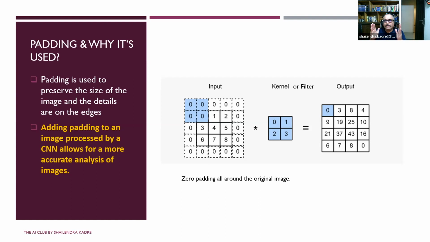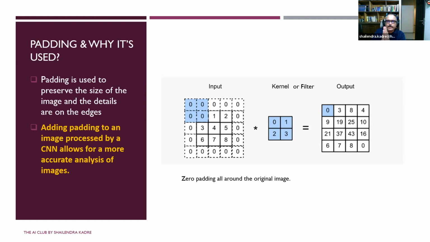So to maintain the image size and to properly capture the details on the edge, we do something called padding. You see here, all around the image we have one covering of 0s. There is a row of 0s on top, and it goes all along, covering the image in a rectangle. So this extra layer of 0s that we put all around is called padding.